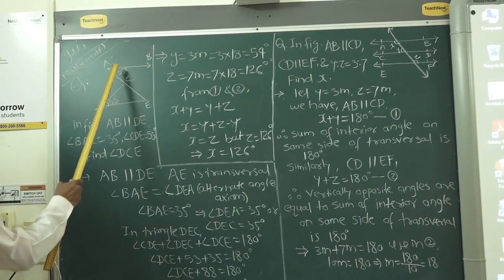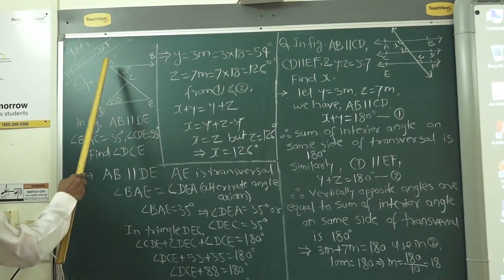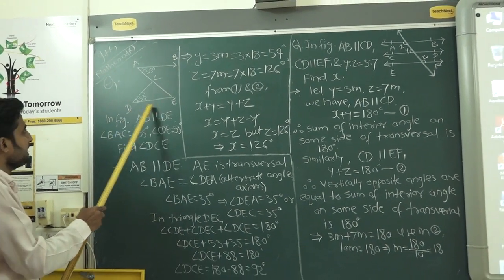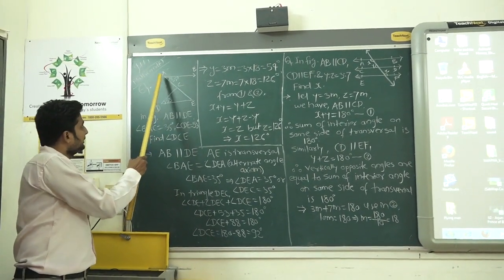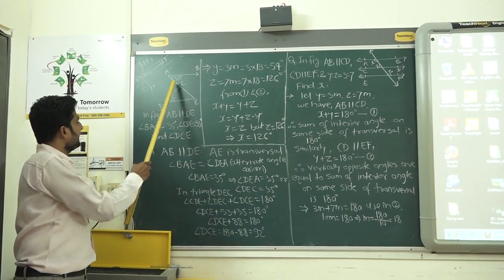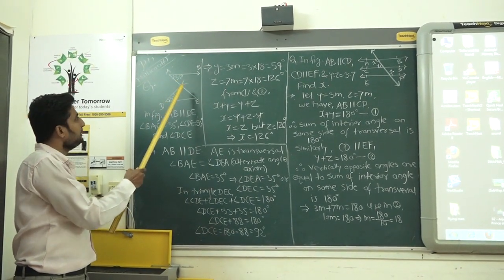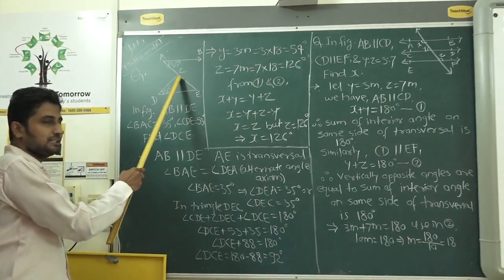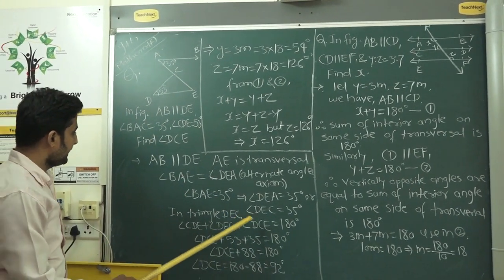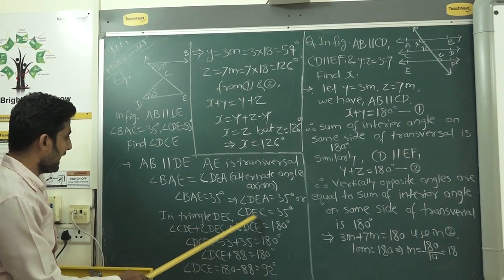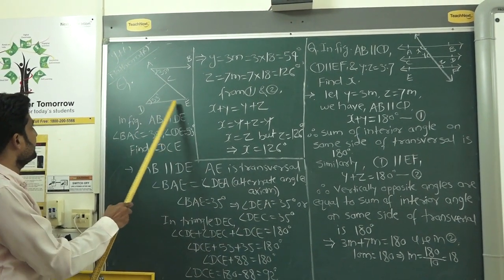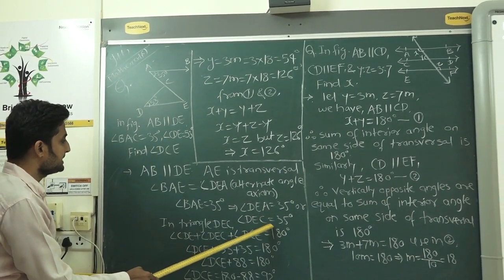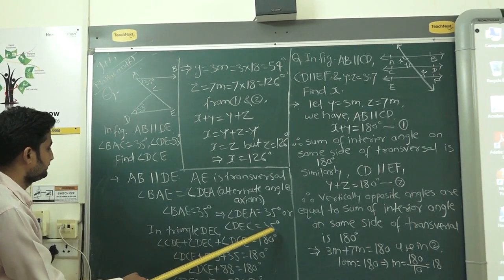DEA, instead of calling it DEA, we can call this DEC, okay? They are one and the same. DEA can be called DEC. So here angle DEC, we call this angle E, as 35 degree.